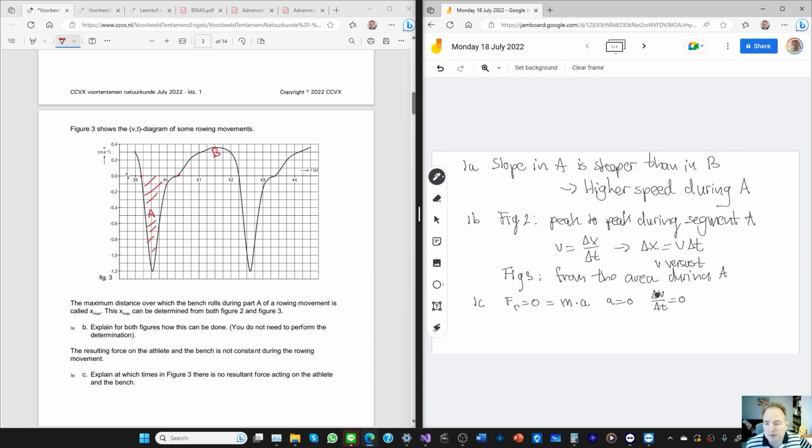And if you take these time increments smaller and smaller, you arrive at the instantaneous velocity. So the slope of v as a function of t has to be 0. Then we can see where this happens.